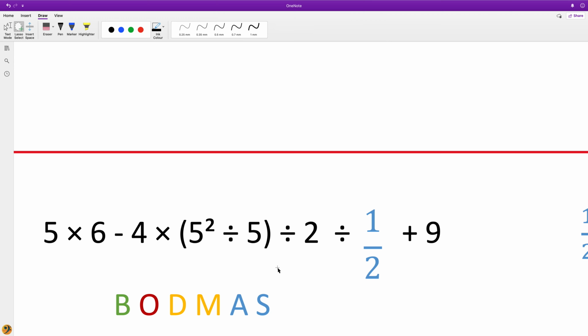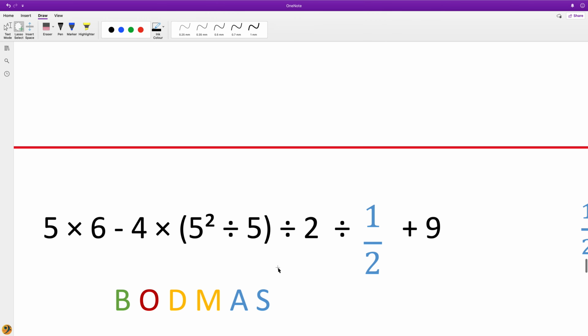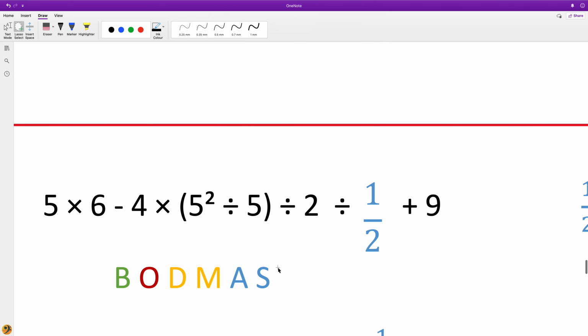Okay, so if we have a look at this question here, first of all we can see we've got some brackets. We're just highlighting this here. So the first step is to evaluate the brackets, which I've put a circle around here.